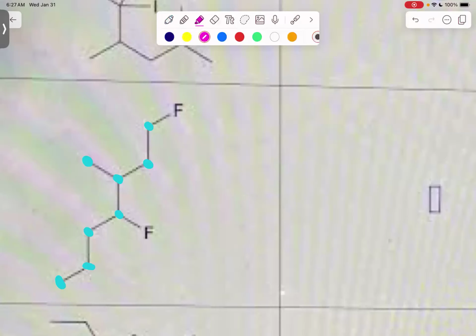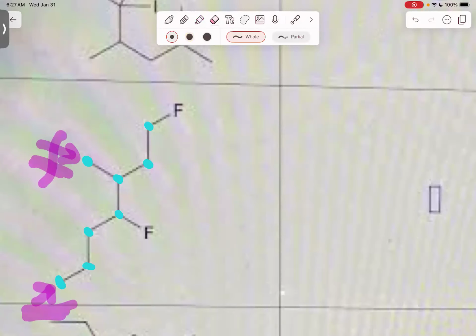So the first thing I want to do is look for my longest continuous chain of carbons. And you could start at any end where you don't have another atom. So you could start at this end or you could start at this end, but it's a good starting place. I know that if I start down here, I'm going to get a much longer continuous chain than if I start up here. So that's where I'm going to do it.